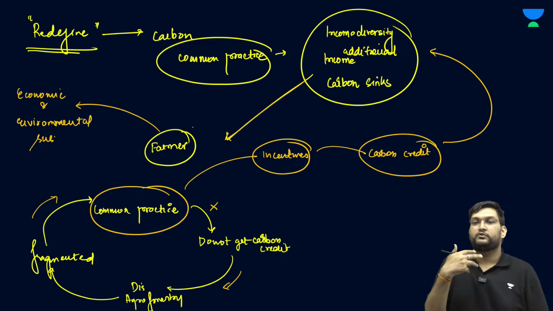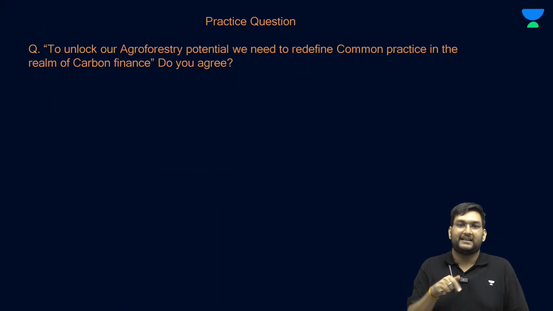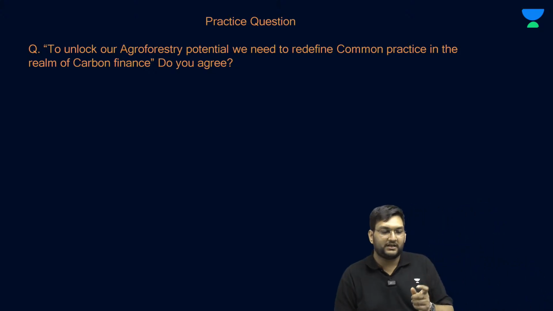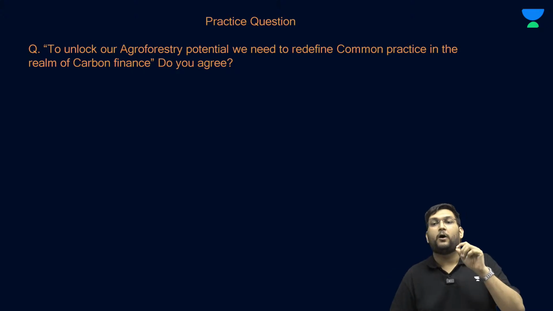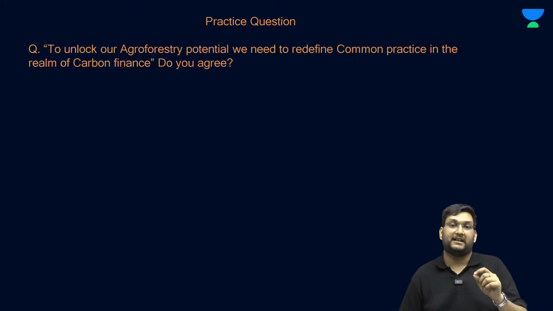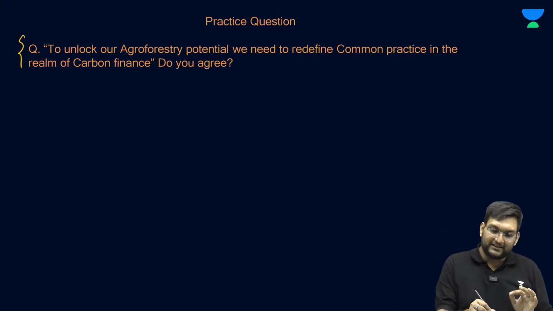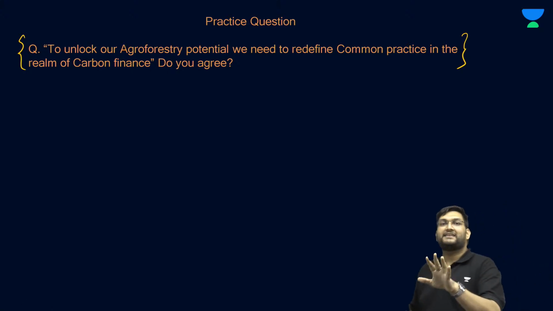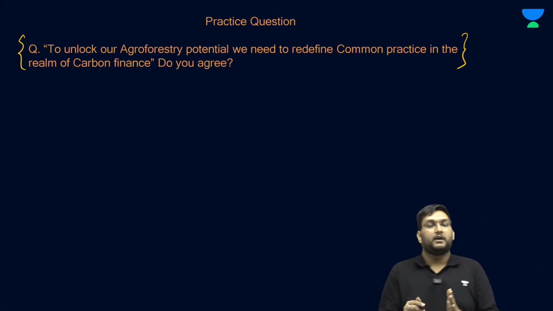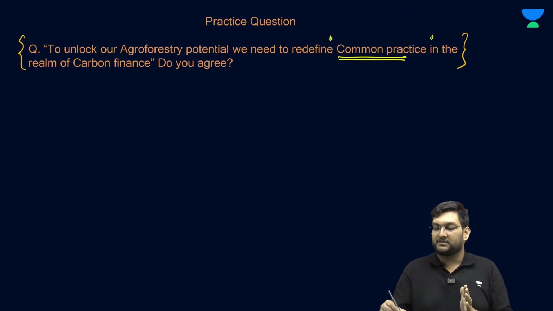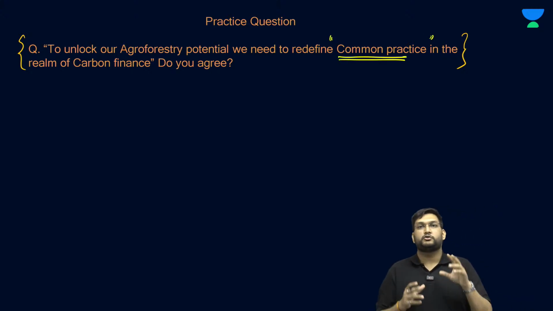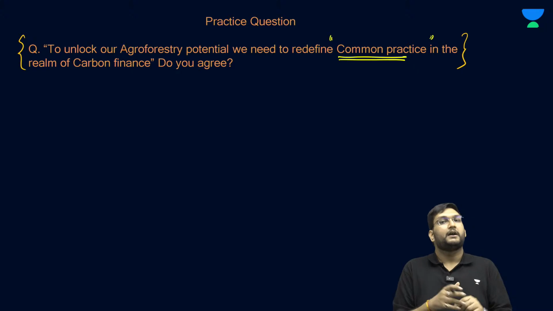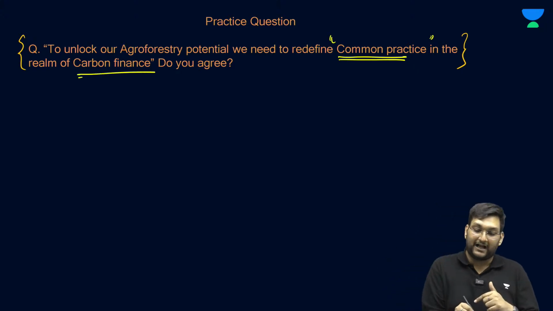And if you want to see what type of a question can be made out of it, it is something like this: To unlock our agroforestry potential, we need to redefine common practice in the realm of carbon finance. Do you agree? Now, if you see this type of a question in the examination and you have no idea whatsoever about this specific article, you will never be able to figure out what this word common practice actually means, because you will tend to go into the concept of common practice within agriculture or in forestry, but it is talking about common practice within carbon finance.